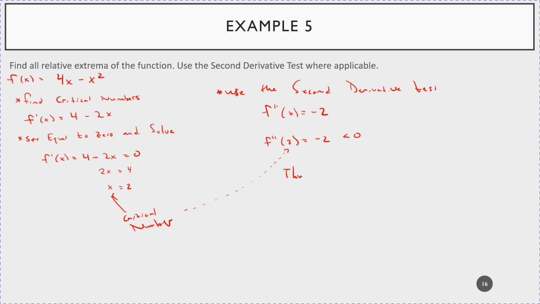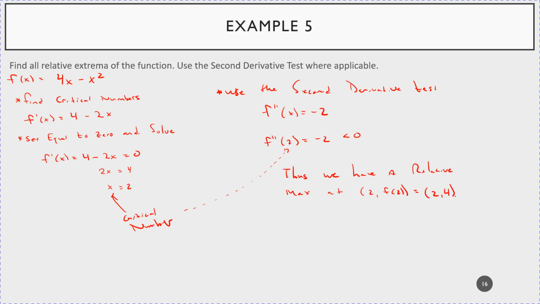So thus, we have a relative max at this point, 2 comma f of 2. Well, f of 2 here, 4 times 2 is 8 minus 2 squared, so 8 minus 4. So at the point 2 comma 4.